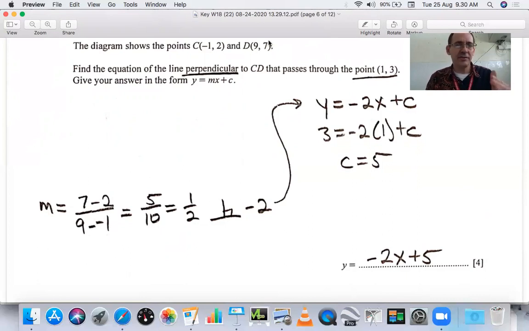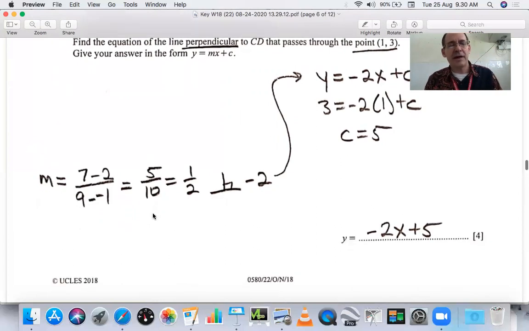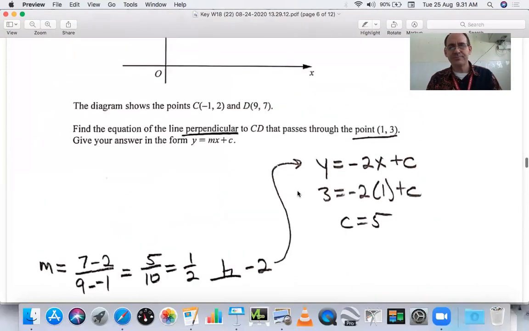Make sure you're going in the same direction. So this y minus this one means I have to take this x minus this one. Doesn't really matter which direction you go as long as you go the same direction with both elements. So 5/10 becomes 1/2. Perpendicular means you do the negative reciprocal. So we change the sign and flip it over. So it becomes a negative 2.